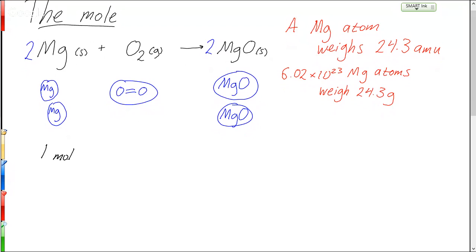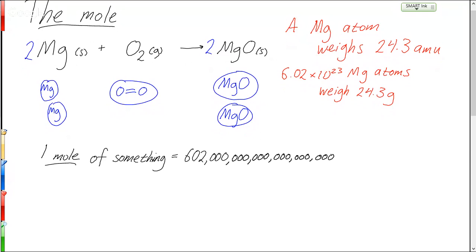So 1 mole of something, and let's actually write the number out because it's really big. So that would be 6.02 times 10 to the 23rd written out, 1, 2, 3, 4, 5, 7, 8, 9, 10, 11, 12, 13, 14. That's the number. And there's actually a few more digits past the first 3, but we'll just stick to 3 significant figures for now.